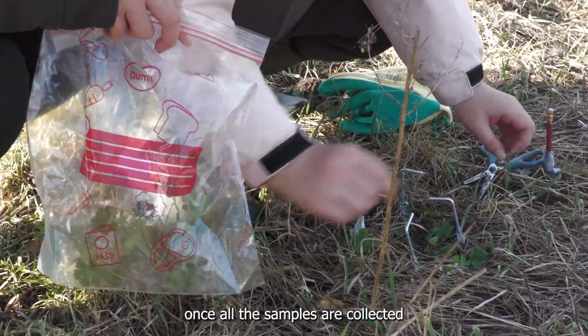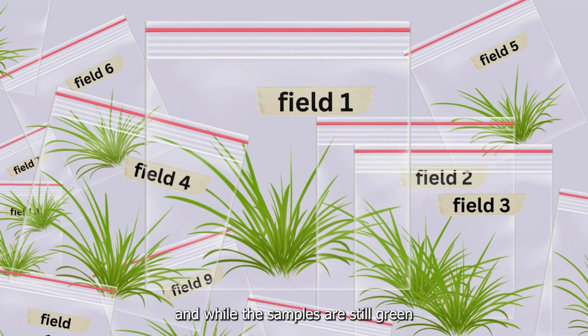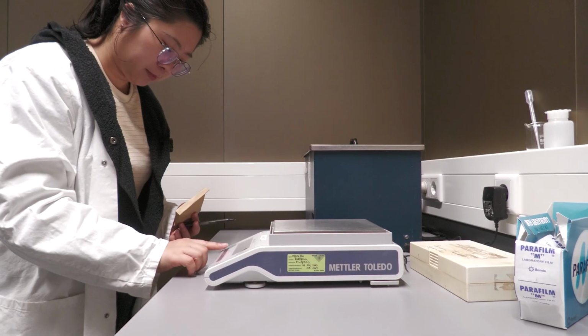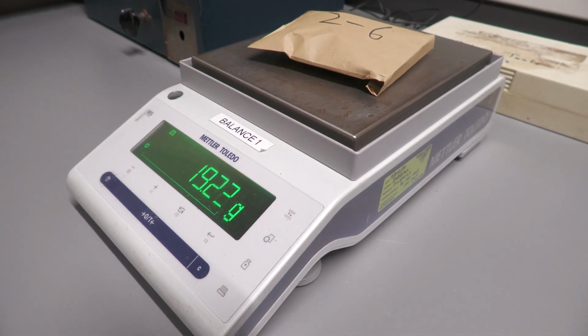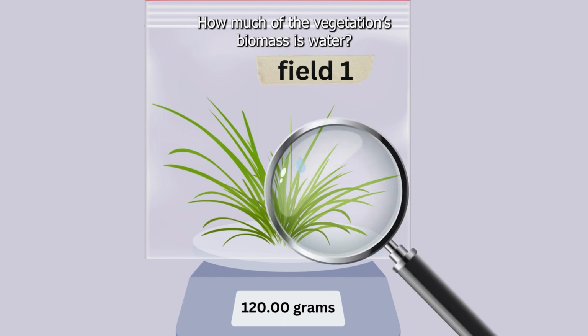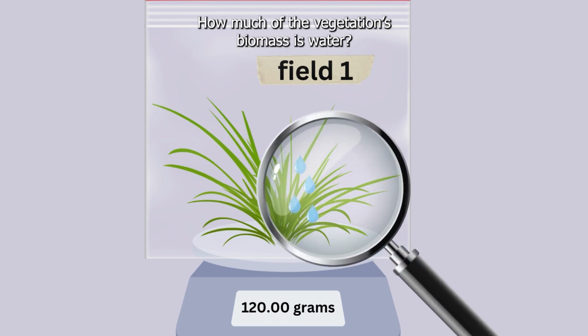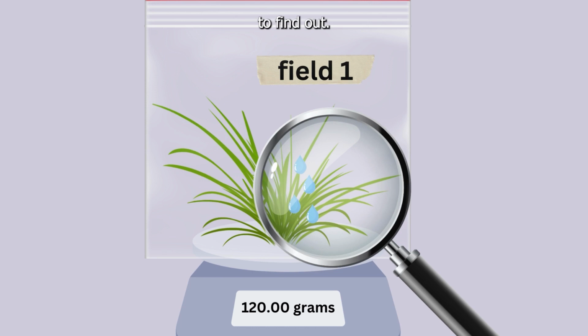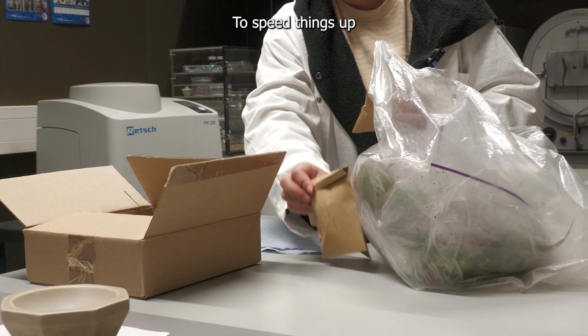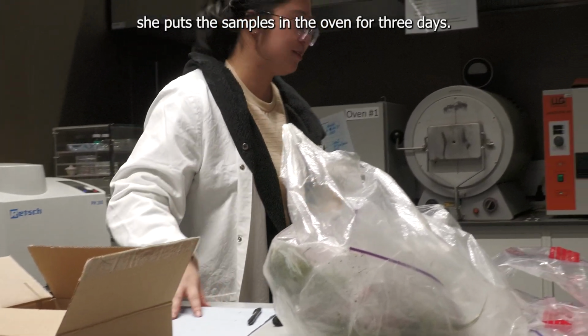At the end of the day, once all the samples are collected, and while the samples are still green and thus contain water, Ting will head back to the lab to weigh the samples. This weight corresponds to the biomass of the sample. But there's more that she wants to know from these samples. How much of the vegetation's biomass is water? To find out, she'll need all water to evaporate from the samples. To speed things up, she puts the samples in the oven for 3 days.